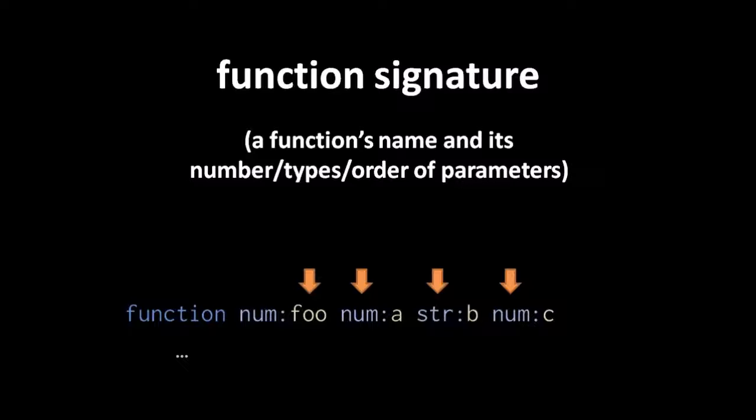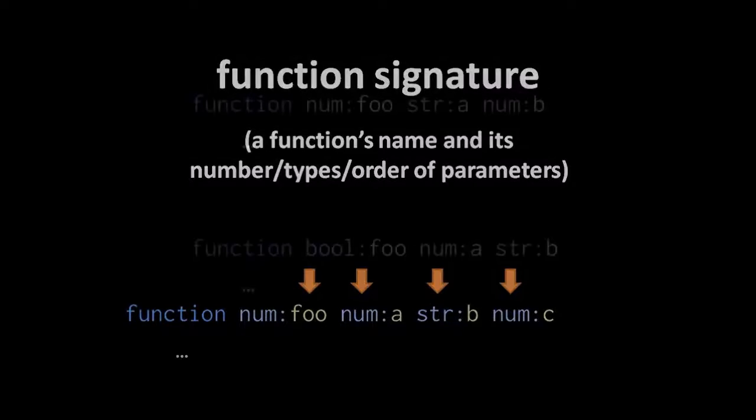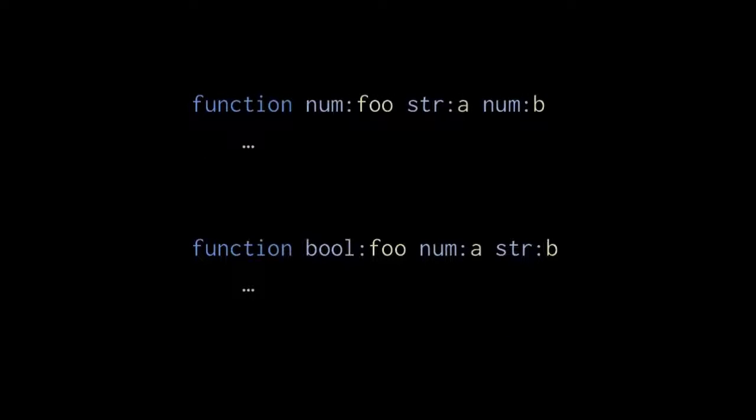Notice that we said a function's order of its parameter types is part of its signature. What this means is we can have functions with signatures that only differ by the order of their types. For instance, a function foo with a string parameter followed by a number parameter has a different signature than a function foo with a number parameter followed by a string parameter.